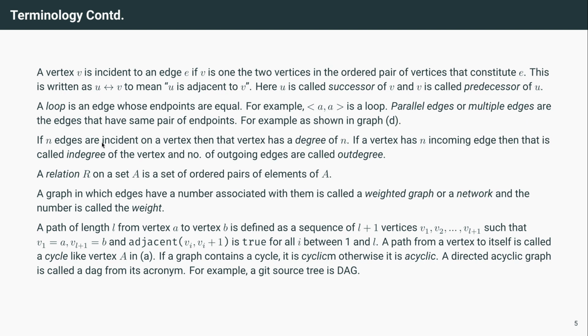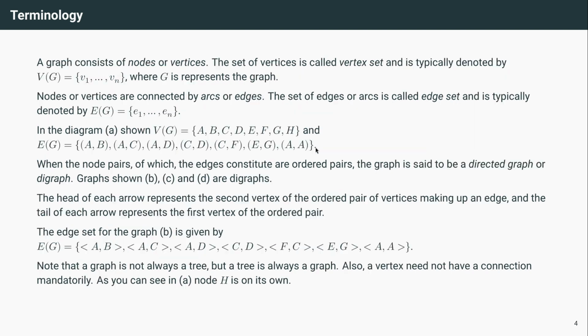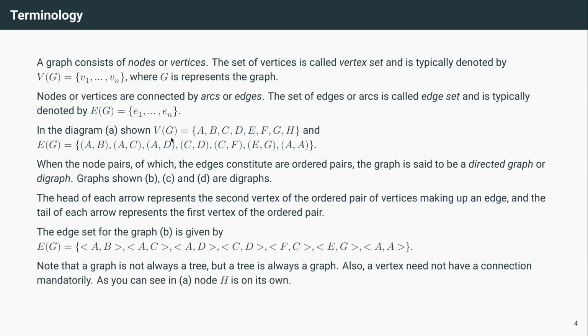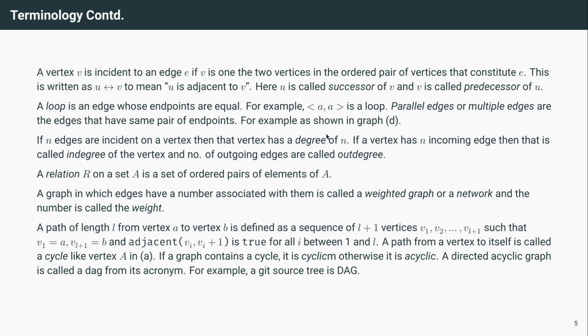If n edges are incident on a vertex, then that vertex has a degree of n. For example, H will have a degree of 0. C will have a degree of 3. A will have a degree of 3. D will have 2. F will have 1, and similarly. So that is called the degree.